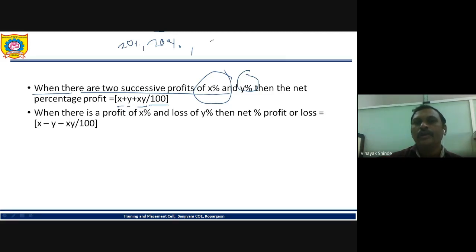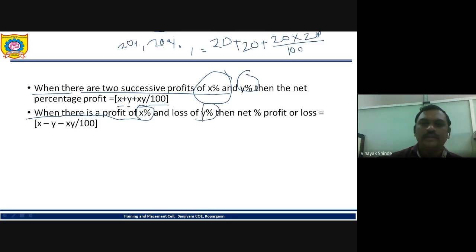So 20 plus 20 plus 20 into 20 by 100. So how much is it? 44%, not 40% only. Another case is when there is a profit of X% and loss of Y%, then the net percentage profit or loss is equal to how much? Let us say in one business, initially there is a 20% profit and then there is a 20% loss. So don't say that overall there is no profit or loss. You can calculate this one.